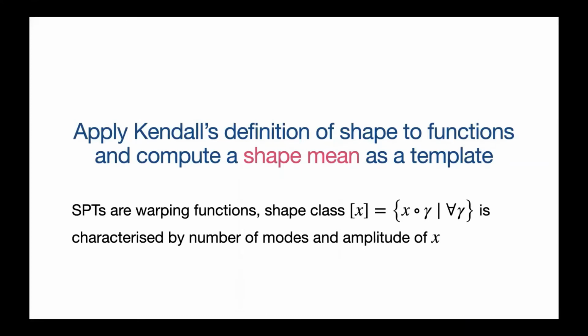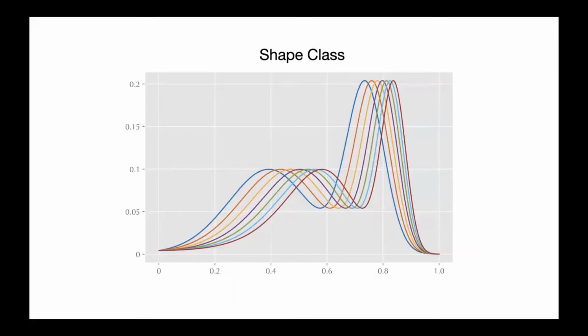Now, using this, we define the shape of a function x to just be the set of all warped versions of itself. And this shape class is then characterized by the number of modes and the amplitude of x. So this is an example of some functions which belong to the same shape class. Notice how they all have the same number of modes and that those modes have the same heights. The only difference is that their locations on the x-axis have changed. But the overall form or the shape of the function is the same.